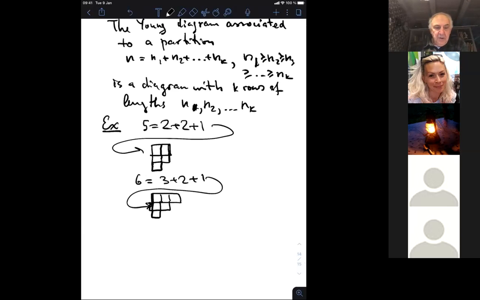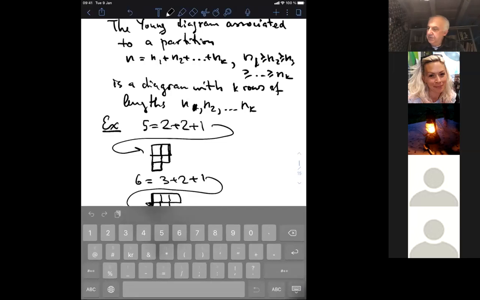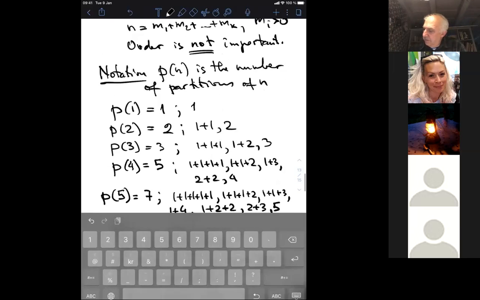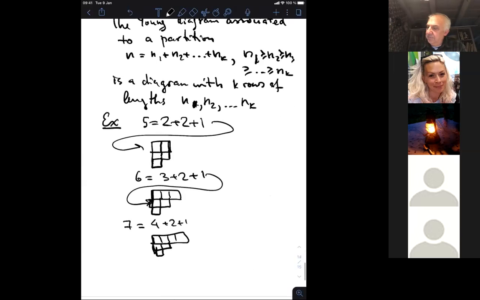But okay, I hope you get it. Maybe I'll draw one more. Say 7 equals 4 plus 2 plus 1. So we get 4 on top, and 2, and we get 1 square at the bottom of it. So instead of partitions, you can draw pictures like this. That's the same language. Sometimes such pictures are easier to draw and easier to understand.